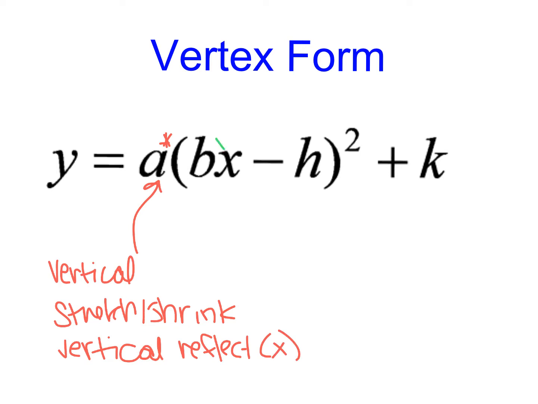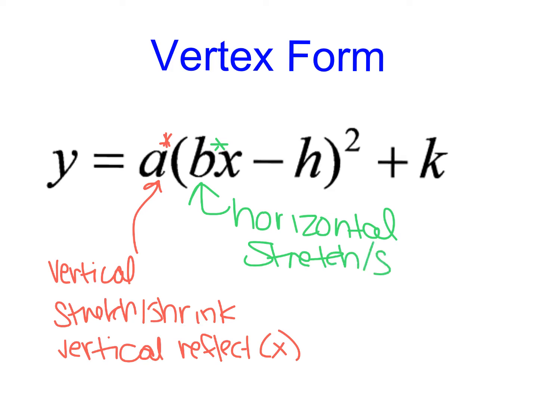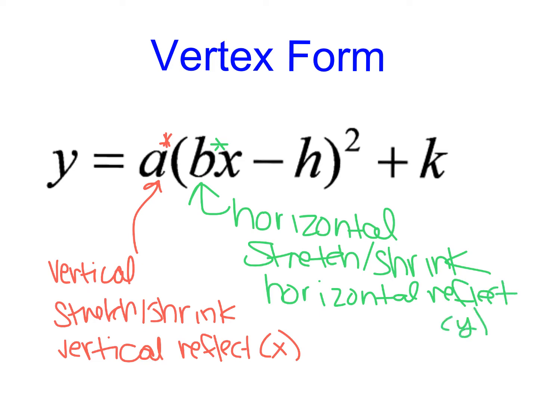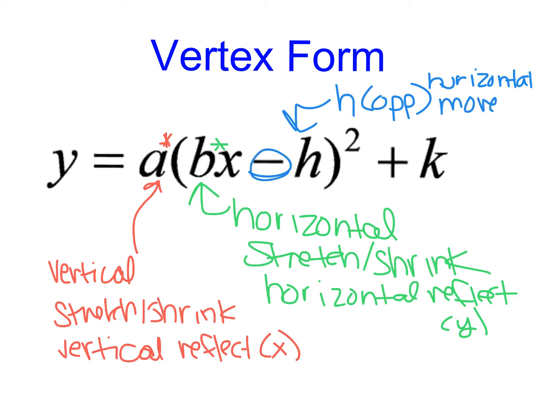We then have our b value, which is multiplied by x on the inside here. And this is going to relate to our horizontal stretch and shrink factor. And it's also going to deal with that horizontal reflection, which remember is going to be our y-axis. Then here inside of the parentheses with x being added or subtracted is our h value. Remember, h is working opposite of what we expect, and h is going to be our horizontal movement. And again, note this subtraction is reminding us that it works the opposite of what we expect. And then from here we have our k value, which is our vertical movement. So that's how we move up and down.